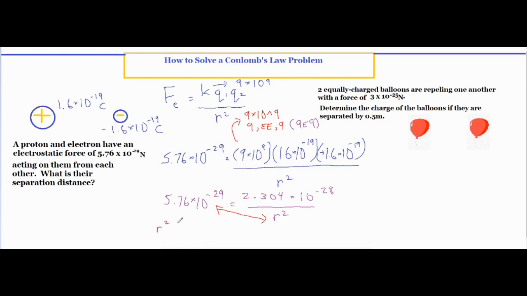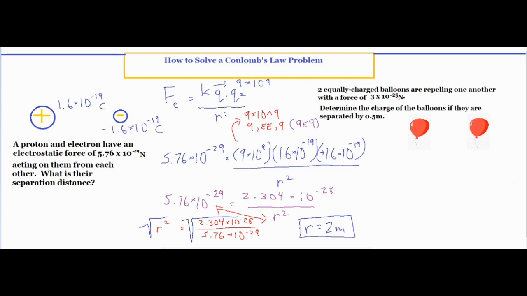So if you have r squared equals 2.304 times 10 to the negative 28th divided by 5.76 times 10 to the negative 29th, you can go ahead and divide those, and then you would square root both sides, and then you're done. And then your R would come out to a nice even 2 meters, which is typically not the case. It won't come out to a nice clean number like that all the time.